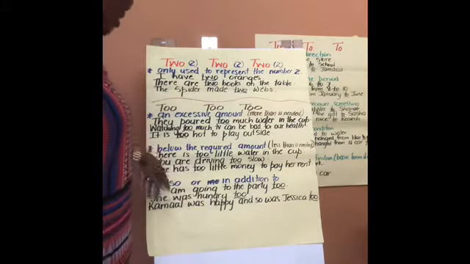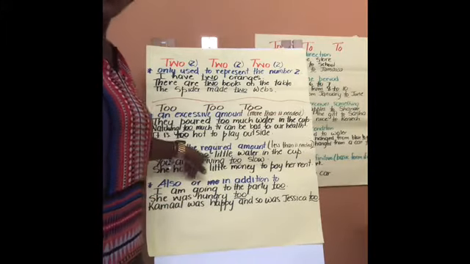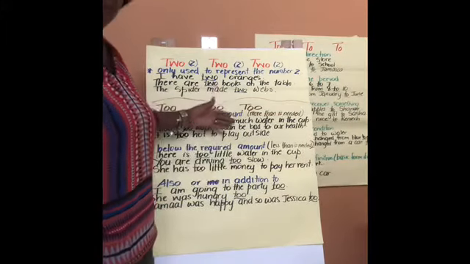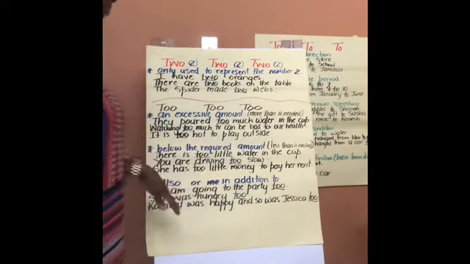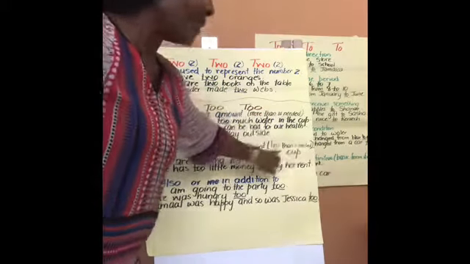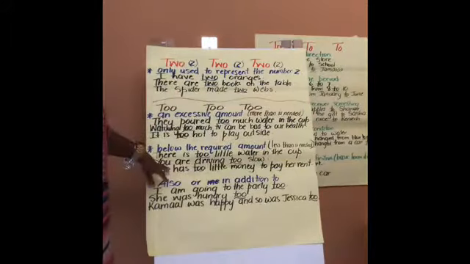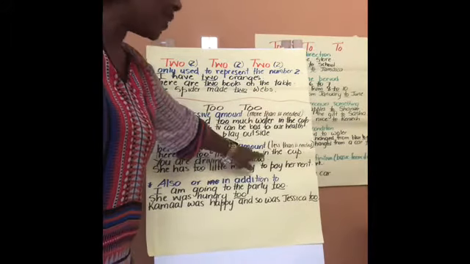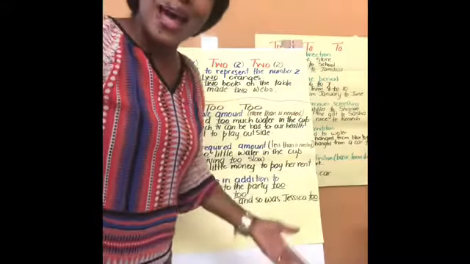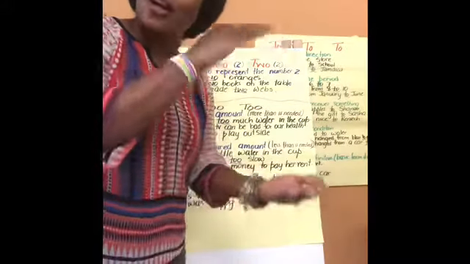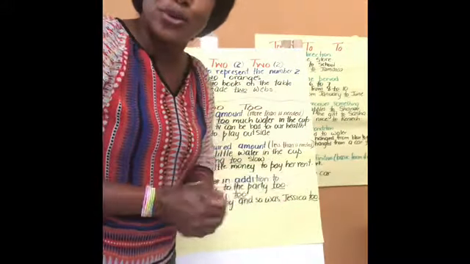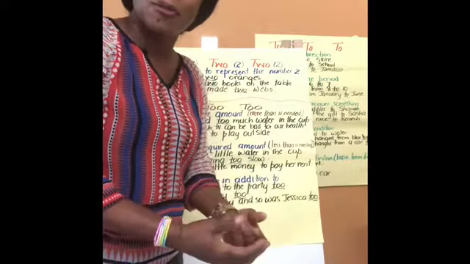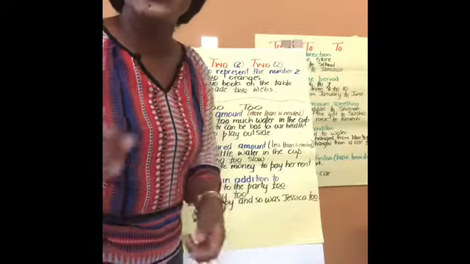Next definition, below the required amount. So it's like the opposite of excessive. So, as I said, it's less than you need. First example, there is too little water in the cup. So, I told you I want a cup full of water, but what did you do? You gave me half a cup of water. Then that's too little.